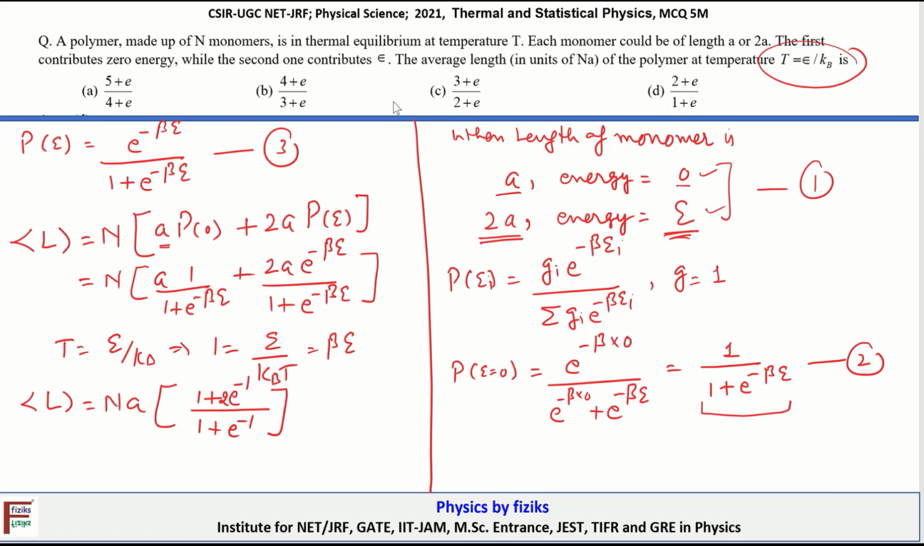So this is our result, and it can be further solved. After solving it, we obtain NA times (e plus 2) divided by (e plus 1), which is 2 plus e upon 1 plus e, in terms of NA. Therefore D is the correct option here, so our answer matches with option D.